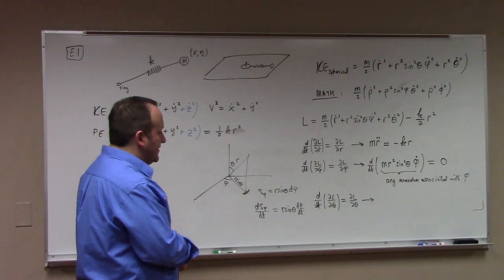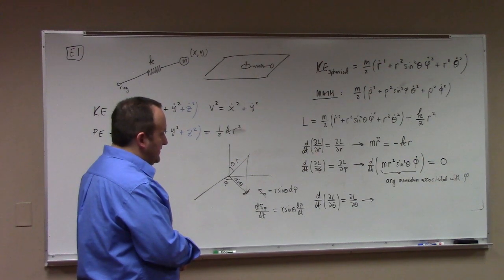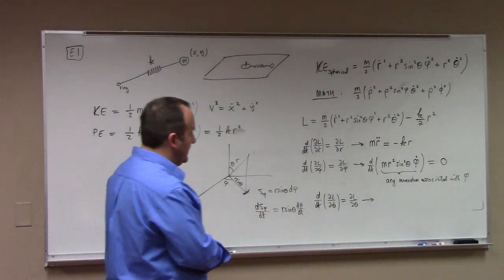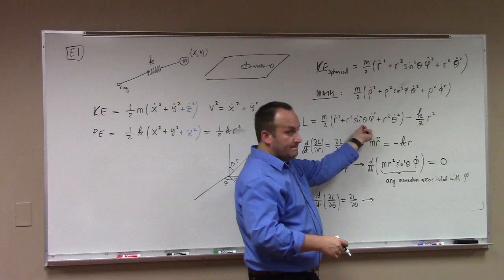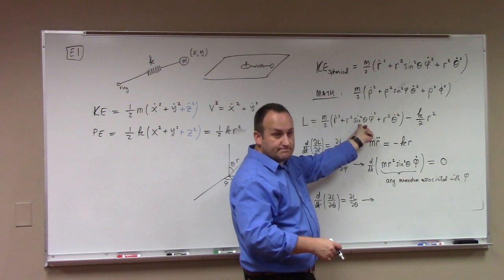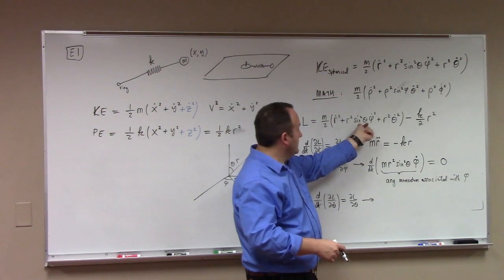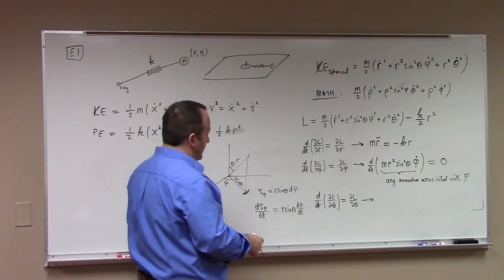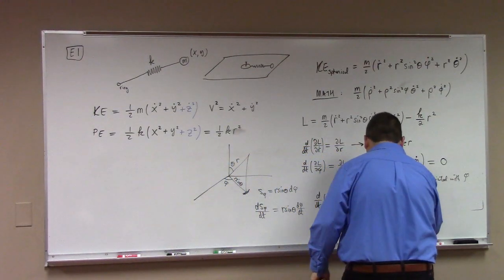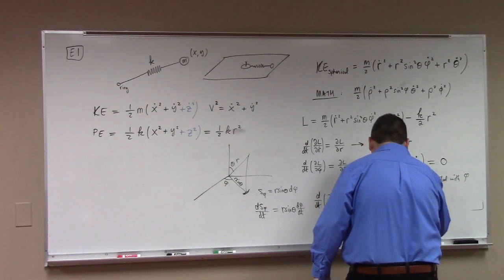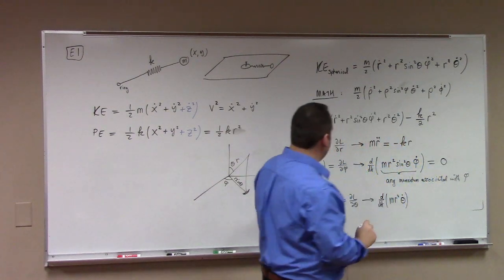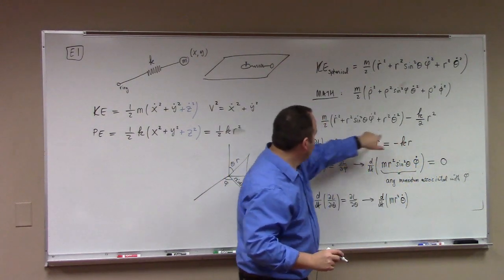Oh, this is interesting, because there is a theta dependence to the Lagrangian. See the theta dependence? It's right here. So partial L partial theta will not be 0. On the other hand, partial L partial theta dot is pretty simple. That's m, so we've got d/dt of m r squared theta dot. That's my partial L partial theta dot. It's just coming from this piece.